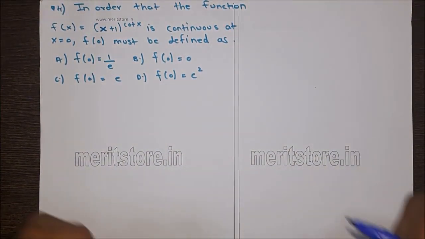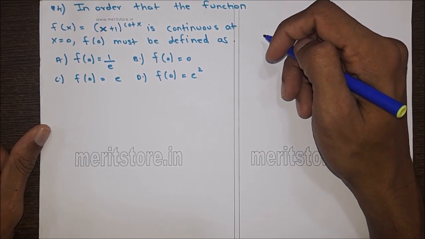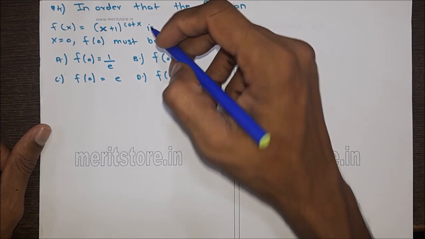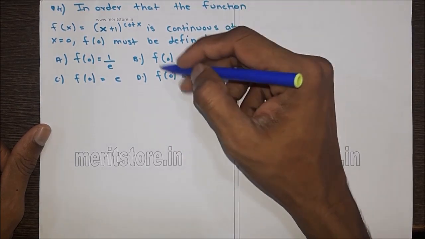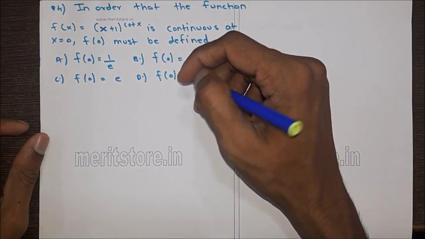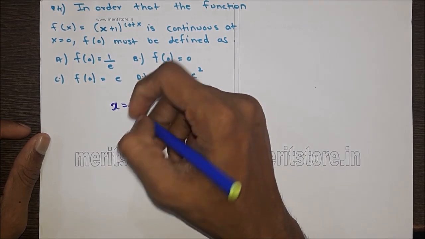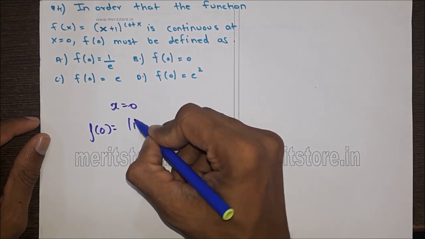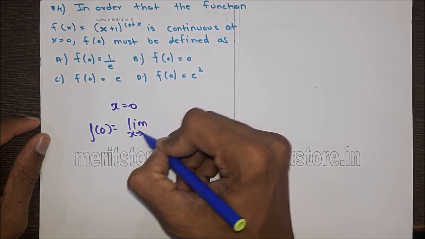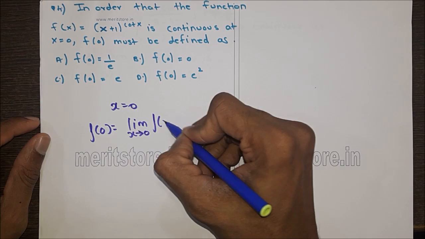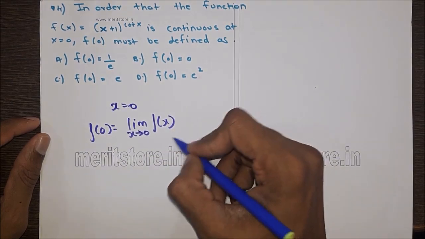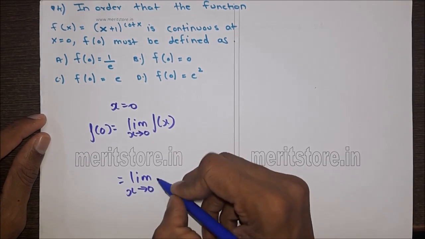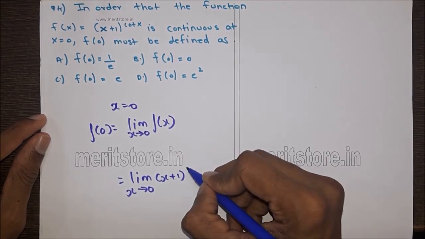Question 4. In order that the function f of x is equal to x plus 1 raised to cot x is continuous at x is equal to 0, f of 0 must be defined as, we are given 4 options. For continuity at x is equal to 0, we must have f of 0 equal to limit of x tends to 0 f of x. Substituting the value of f of x, we get limit x approaches to 0 of x plus 1 raised to cot x.